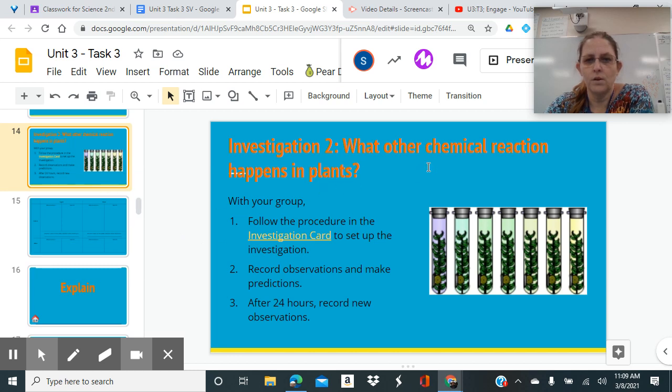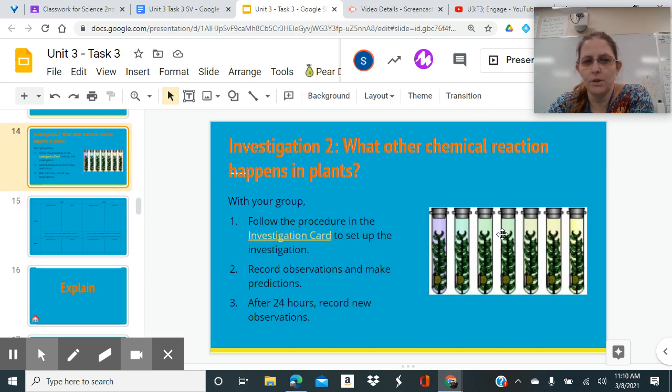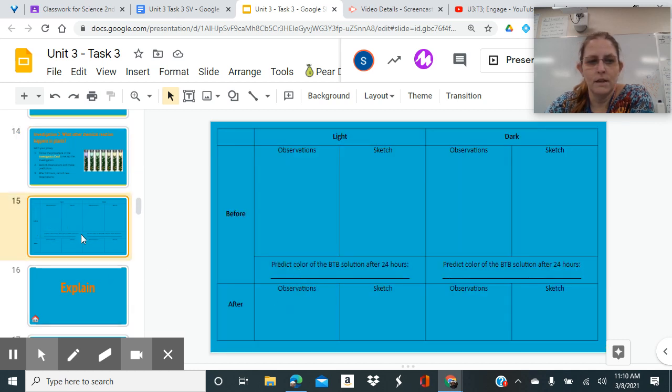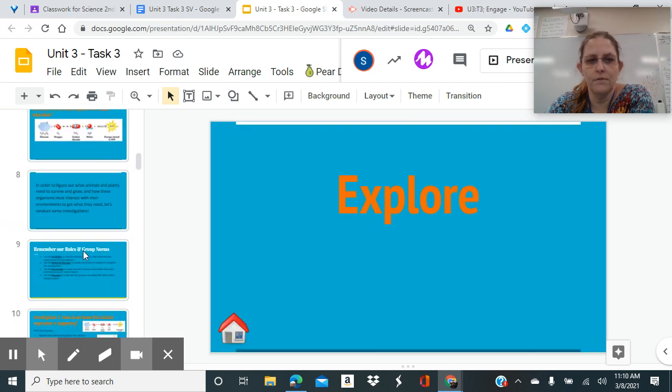All right, so what chemical reaction happens in plants? Okay, so that's what we did on that one. So your observation, they're both blue. All right, and then we drew a sketch, which is similar to this. That is in your Explore section. Okay, so that's what we did for Explore.